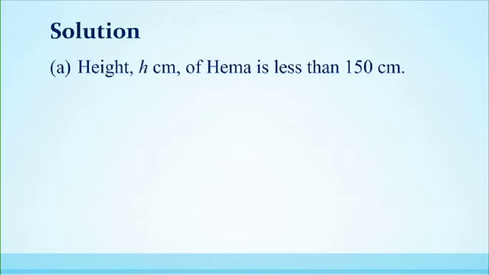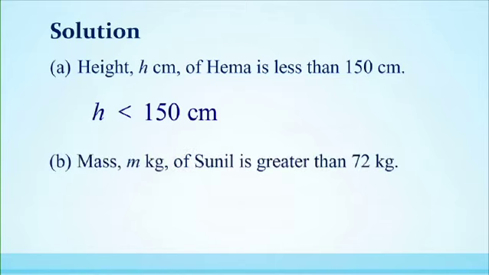Now let's take the first one. The height h centimeters of Emma is less than 150 centimeters. How do we write that? Well, the height is h, so that will be h, the inequality sign for less than, and 150 centimeters. Part B, the mass m kilograms of Sunil is greater than 72 kilograms. So m will be greater than 72 kilograms.